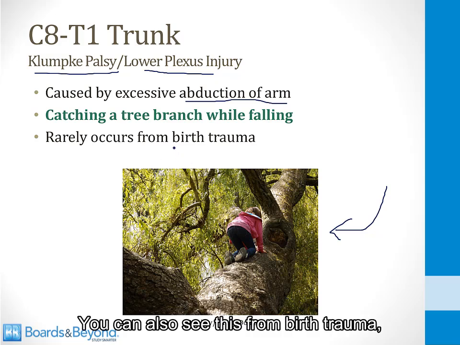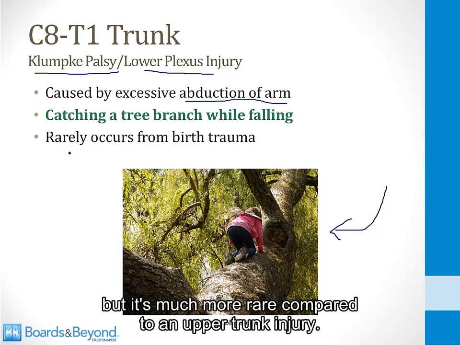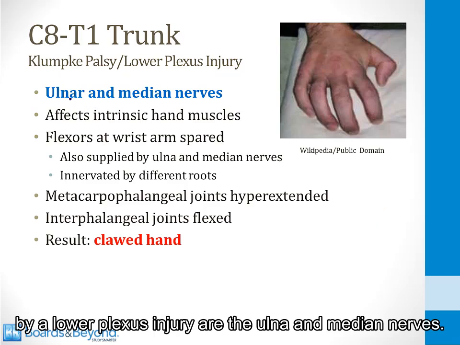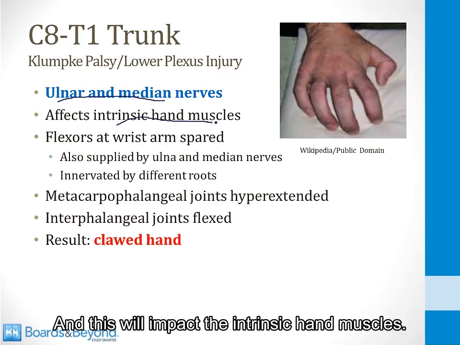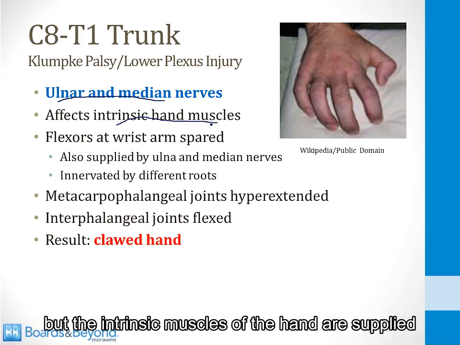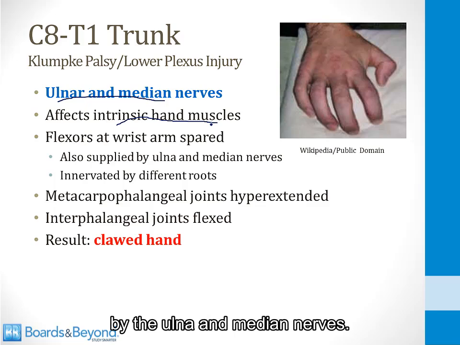You can also see this from birth trauma, but it's much more rare compared to an upper trunk injury. The major nerves that are affected by a lower plexus injury are the ulnar and median nerves, and this will impact the intrinsic hand muscles. In the video on the hand, I talk about this in more detail, but the intrinsic muscles of the hand are supplied by the ulnar and median nerves.